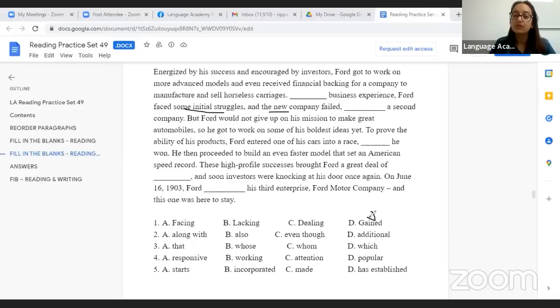Gained is a positive word. So the only negative word we have is lacking experience. He faced struggles and the new company failed, dash, a second company. So one company failed.